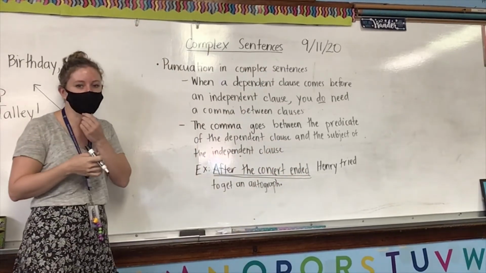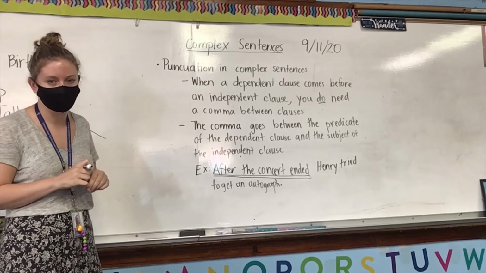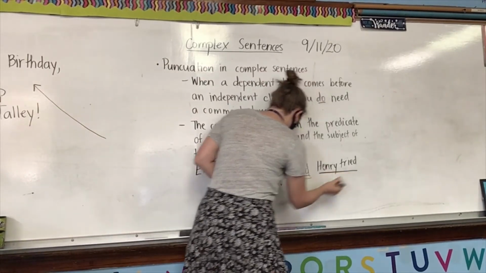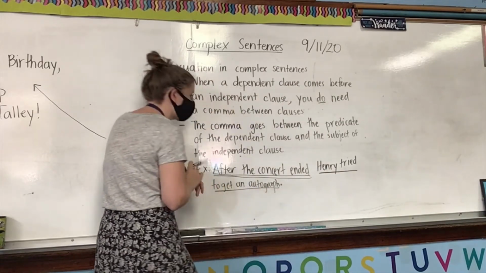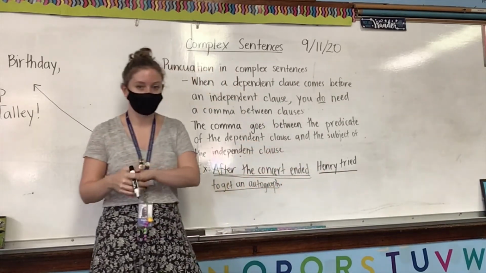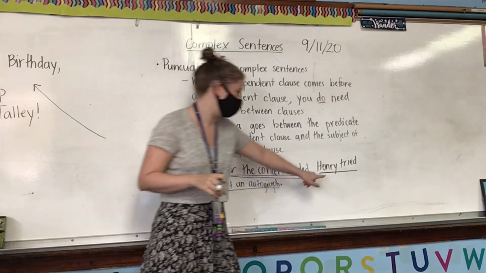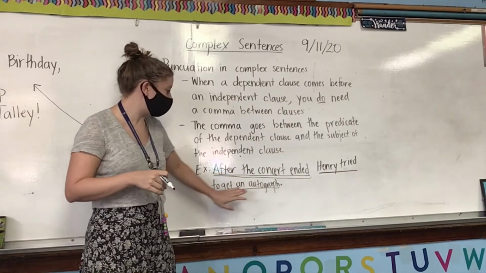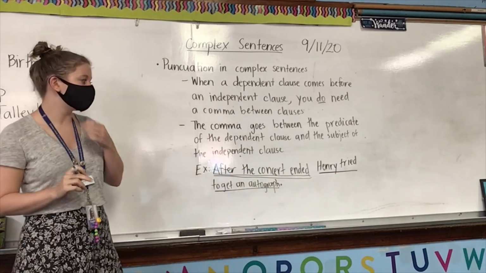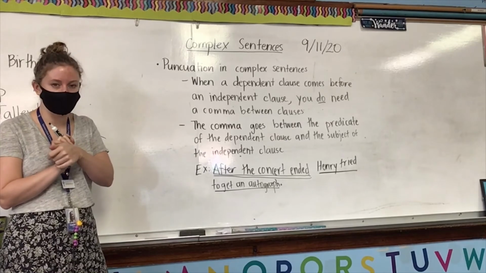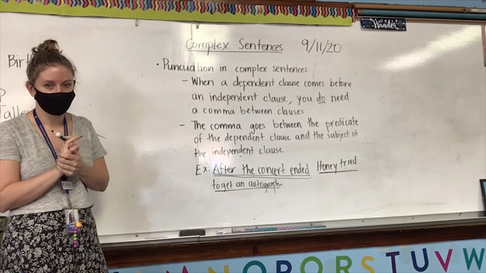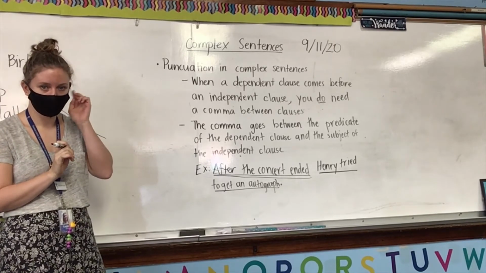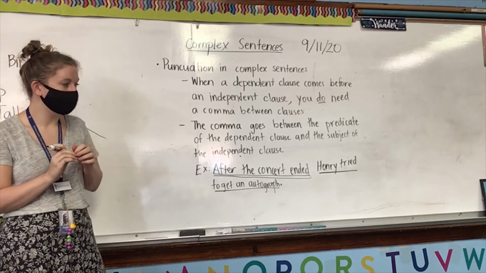Smith, what's the independent clause in this complex sentence? Henry tried to get an autograph. Good. We know that is the independent clause because it does not start with a connecting word. It starts with the subject, Henry, and ends with the predicate, tried to get an autograph. So, Smith, do we need a comma in this complex sentence? Yes. Why? Because there are two subjects and two predicates in one sentence.